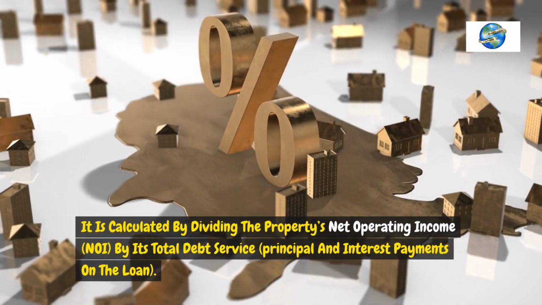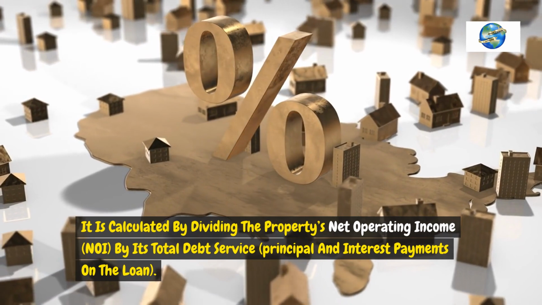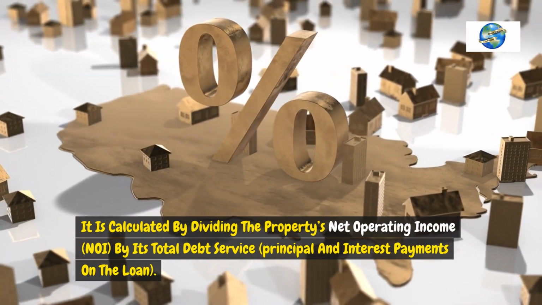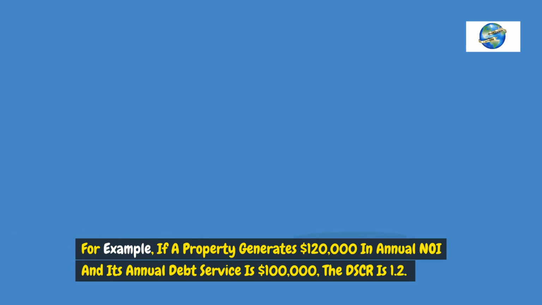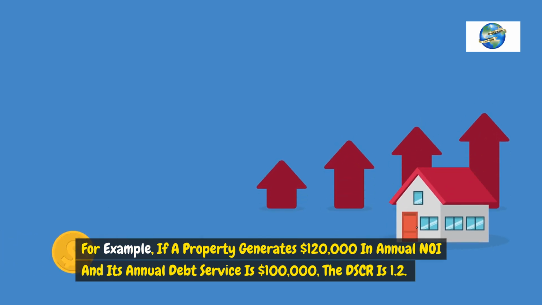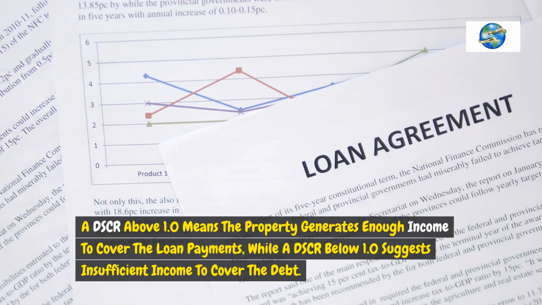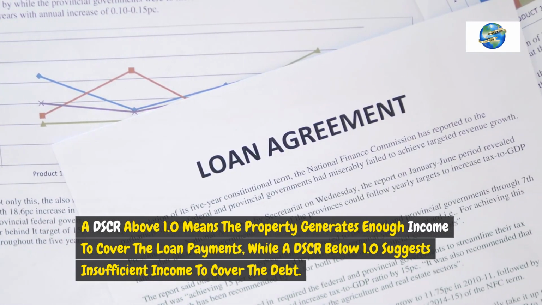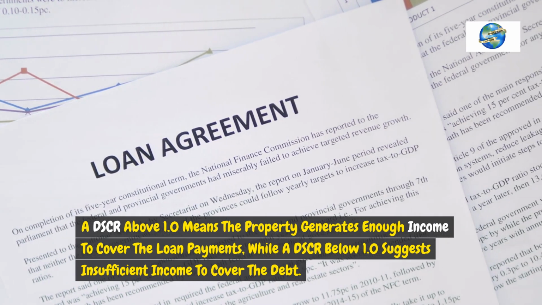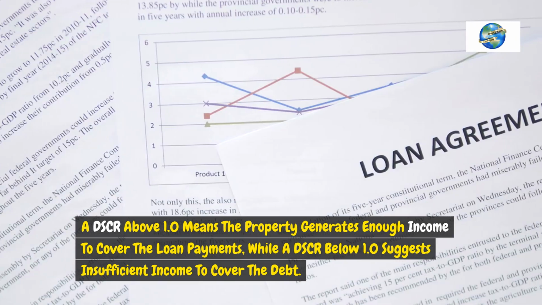It is calculated by dividing the property's net operating income, NOI, by its total debt service, principal and interest payments on the loan. For example, if a property generates $120,000 in annual NOI and its annual debt service is $100,000, the DSCR is 1.2. A DSCR above 1.0 means the property generates enough income to cover the loan payments, while a DSCR below 1.0 suggests insufficient income to cover the debt.